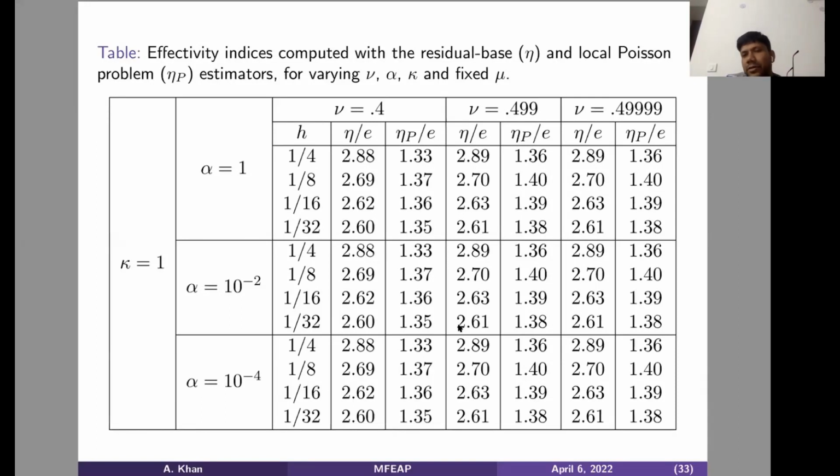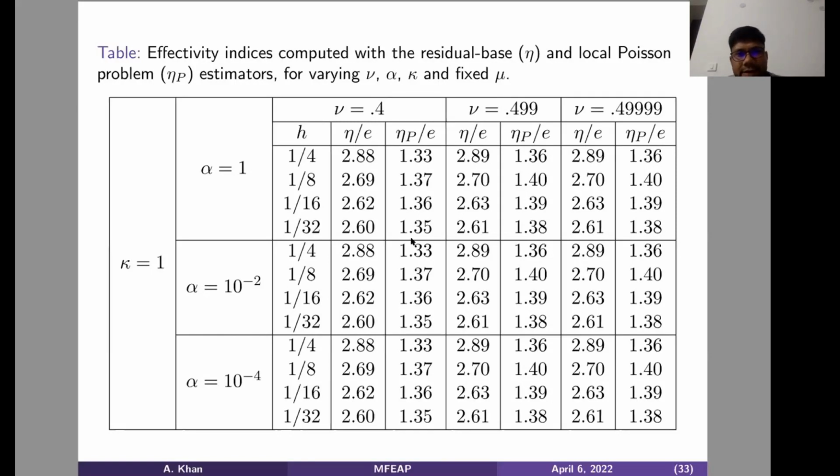And for alpha, this is the Biot constant, we are also taking three possible choices: alpha equal to 1, alpha equal to 10 to the power minus 2, and a smaller power of 10. And we are taking kappa, the permeability, equal to 1. So we'll take different choices in different tables. Otherwise, it is not easy to mention all the choices here. And for h, we are taking different choices: 1 by 4, 1 by 8, 1 by 16, 1 by 30.